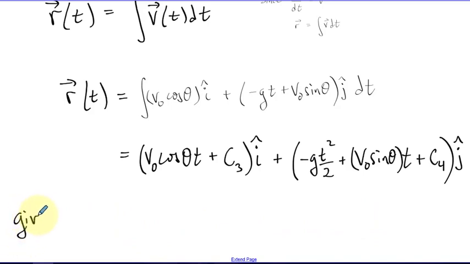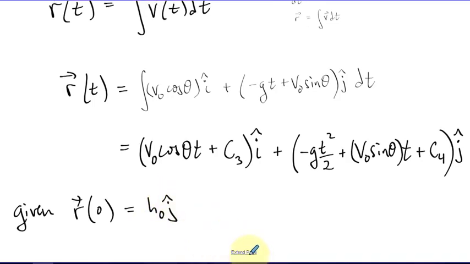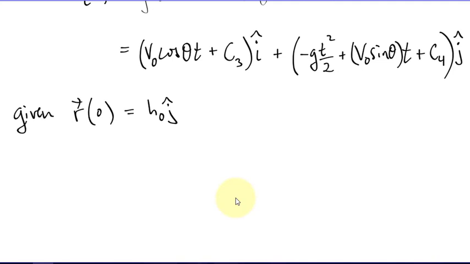Now, remember we had some given initial parameters. Let's say we know the initial position at time 0 is just some height. That's the initial position vector. So I know that in particular, if this is my r of t, the position vector at any time, it should agree with my initial condition that at time 0 we have this position vector. So let's plug in 0 into this whole thing and resolve what these constants have to be.